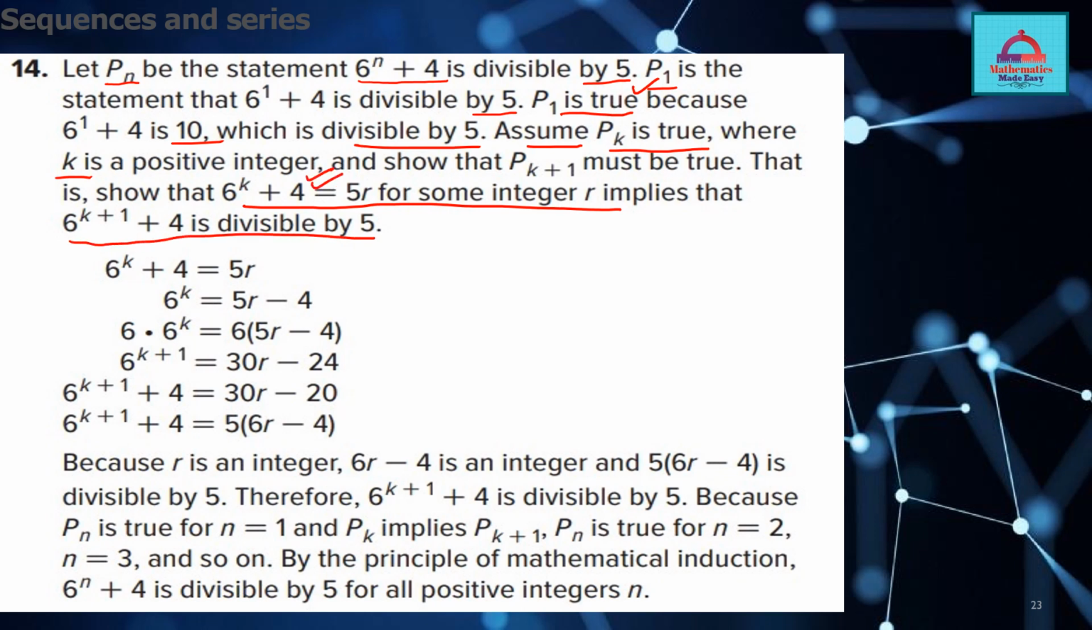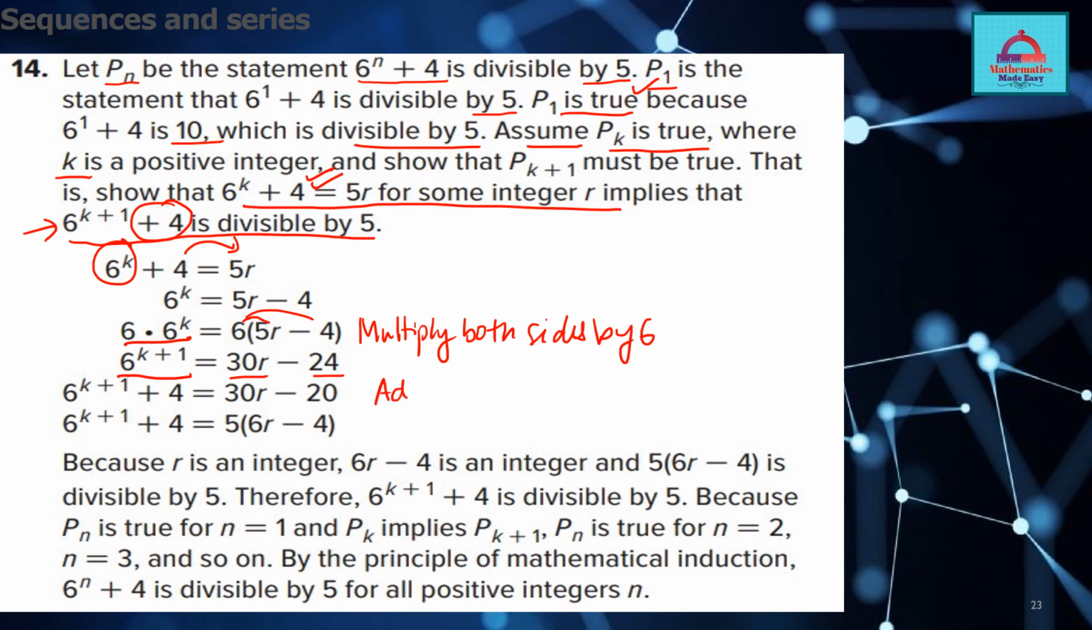So let's use this thing which is for k to prove for k plus 1. So we'll do the same thing like we did in the last question. We'll get the value of 6 to the power k and we'll move the 4 on the other side. It becomes minus, and then we multiply both sides by 6. Why do we do that? Because we need 6 to the power k plus 1, and that is what we get here once we multiply with 6 on both sides. So this thing on distribution becomes 30r minus 24, and now we add 4 on both sides because we need plus 4 here. That is the thing that we are proving.